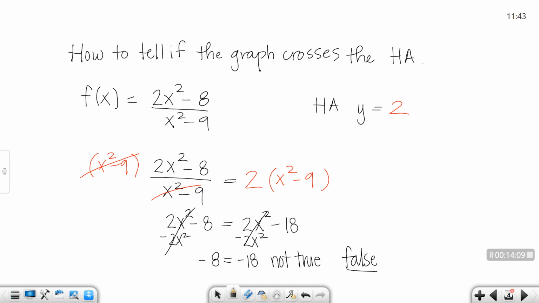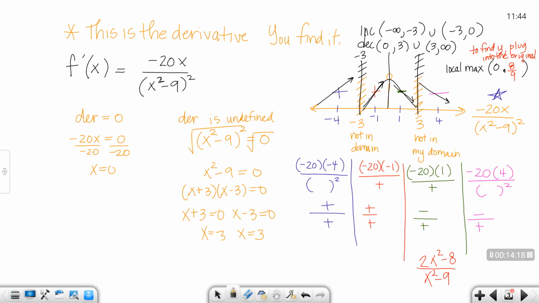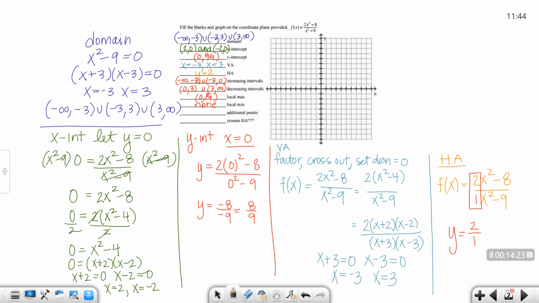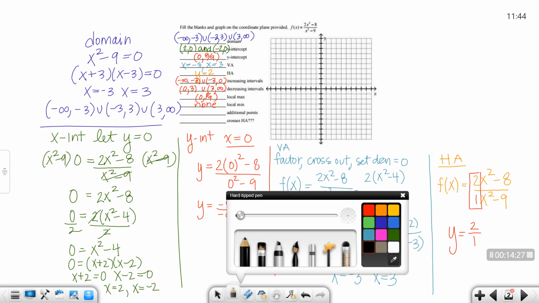So to answer the question, does this graph cross the horizontal asymptote? No, it does not cross. So it's not going to cross that asymptote. Okay, we had our intervals of increasing and decreasing here and our local max. I put all of that on our graph, and now we're ready to graph it, to put it all together.